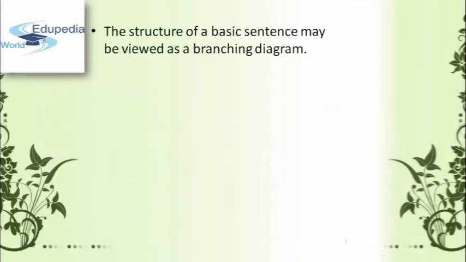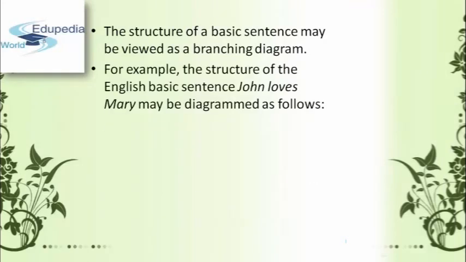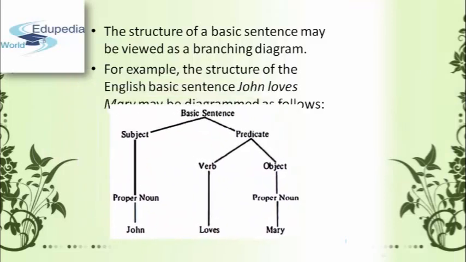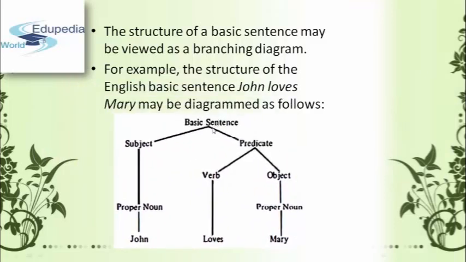The structure of a basic sentence may be viewed as a branching diagram. For example, the structure of the English basic sentence John loves Mary may be diagrammed as follows. Basic sentence, subject, predicate. Proper noun, subject, John. Predicate, verb, loves. Predicate, object, proper noun, Mary. John loves Mary.